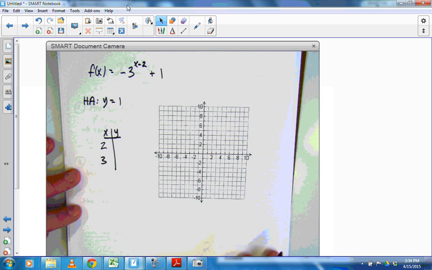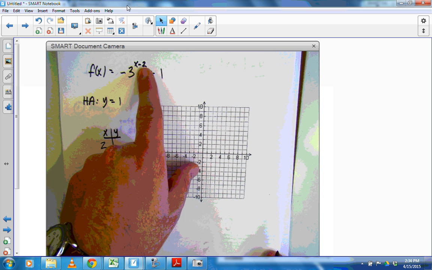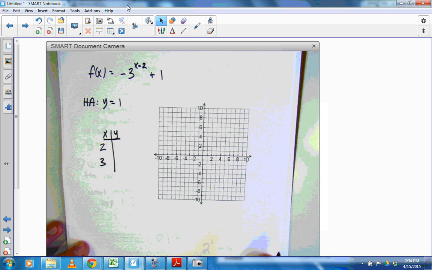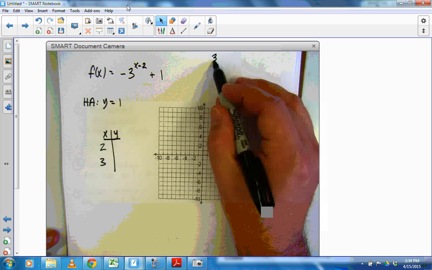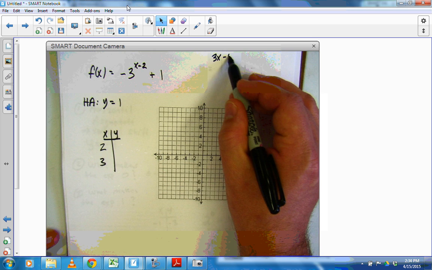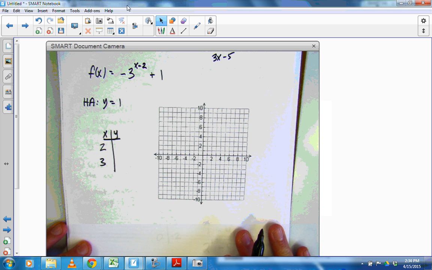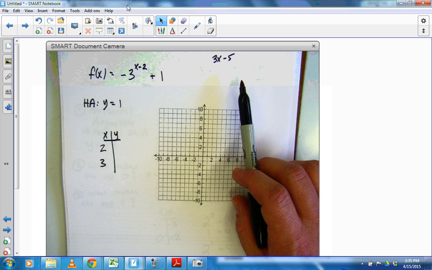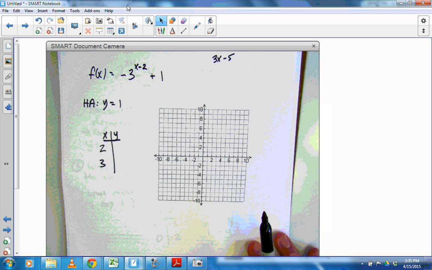Okay, now, there are going to be some cases where you get something right here, and it's kind of complicated. What if I had like 3x minus 5? Now, we're pretty good at saying what makes that 0. So it'd be 5/3, right? Now, what would make that 1? Yeah, it would actually be 2.